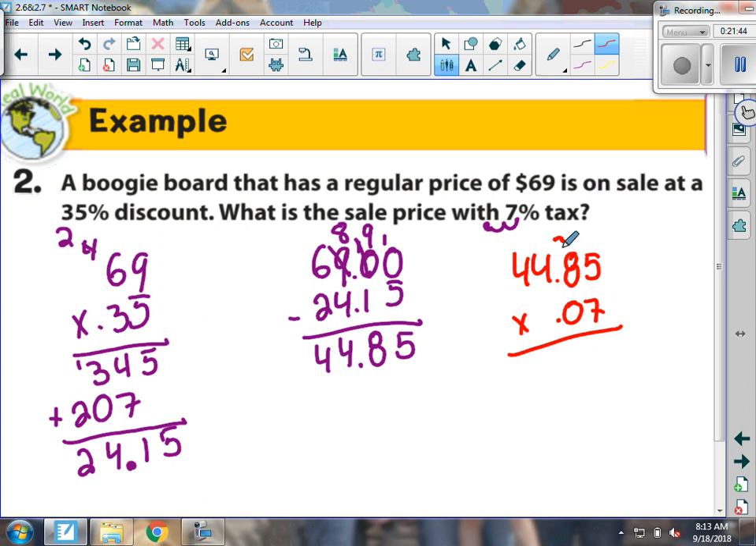7 times 5 is 35. 7 times 8 is 56. Plus 3 is 59. 7 times 4 is 28. Plus 5 is 33. And 7 times 4, again, is 28. Plus 3 is 31. And then I have a row of zeros, because 0 times anything is 0.